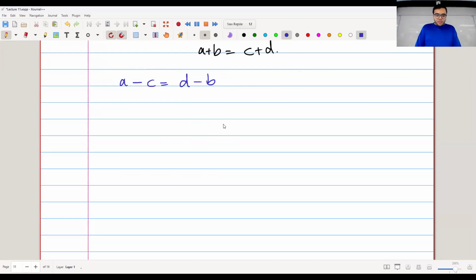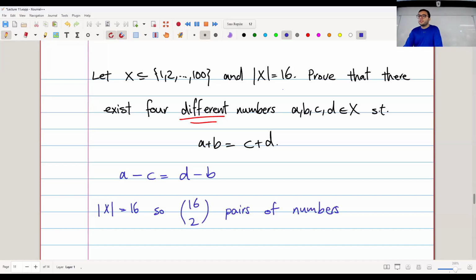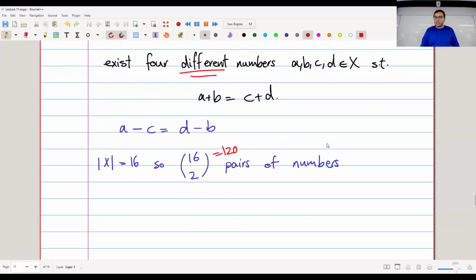Okay, so here's the thing. I have 16 numbers. So X is 16, the size of X. So how many different differences between pairs of numbers can I have? I can have 16 choose 2 pairs of numbers. So what is 16 choose 2? I'm really bad at calculating stuff. 120. Okay. So I trust you on this. So I have 120 pairs of numbers.